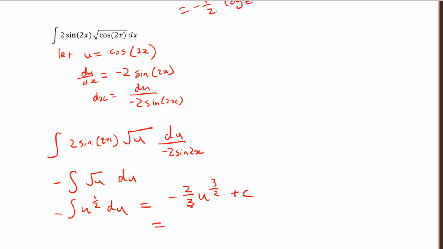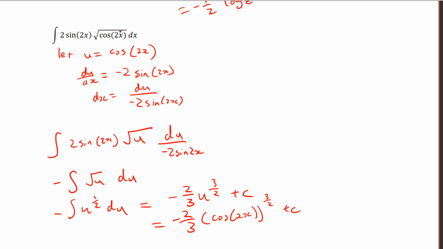And then I'll write that in terms of u. So u is cos 2x. So I have minus 2 on 3 cos 2x to the power of 3 on 2 plus c. Okay, and that will be my final answer.